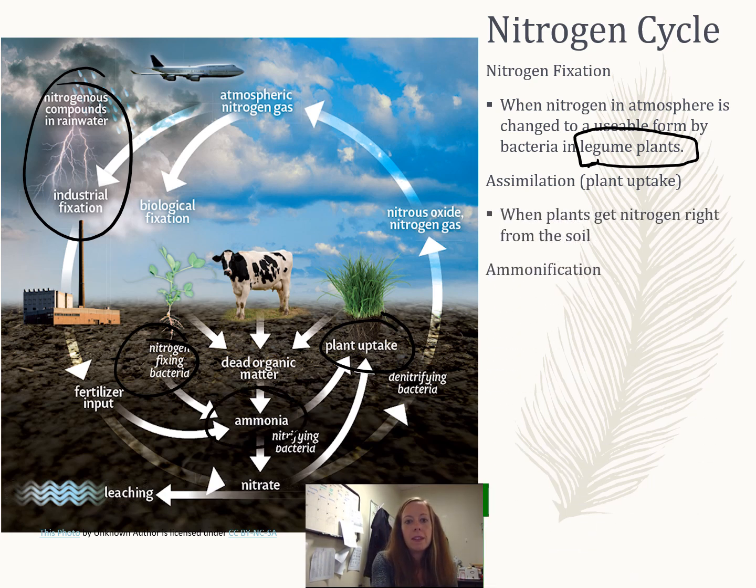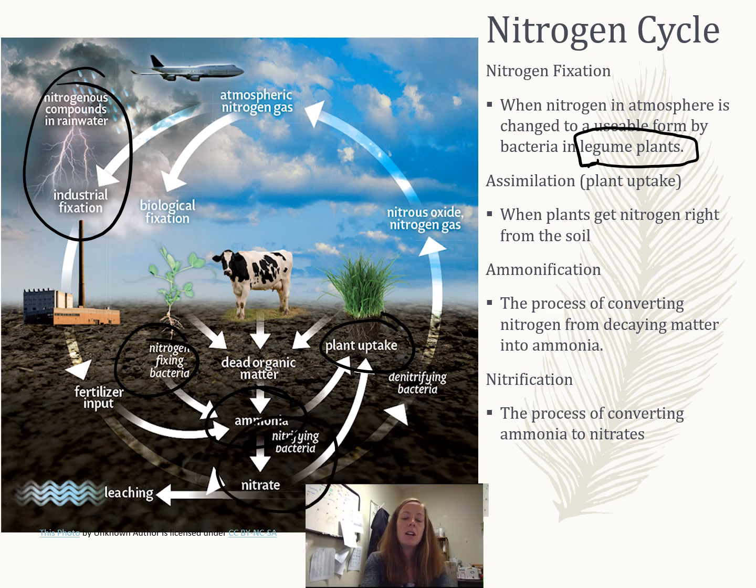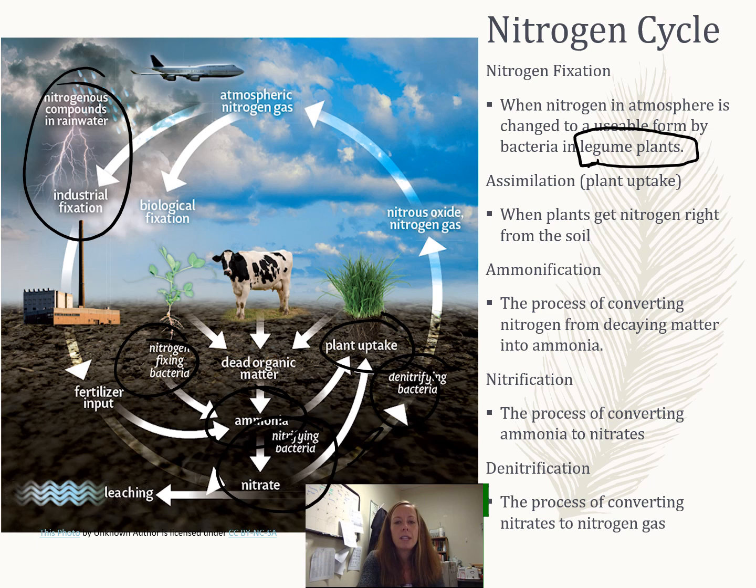Ammonification is here. It's when the dead things turn the nitrogen into ammonia. All right, so we are going to take our decaying matter and turn the nitrogen into ammonia. And then we have nitrification, which is done by nitrifying bacteria right here. And they're going to take your ammonia and turn it to nitrites. And then denitrification. Denitrification is going to take the nitrates and turn them into nitrogen gas, so that it's back up here, and we can use it again. And then it goes back through the process.